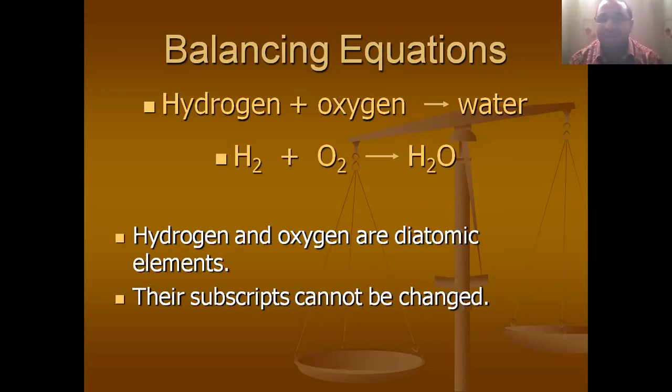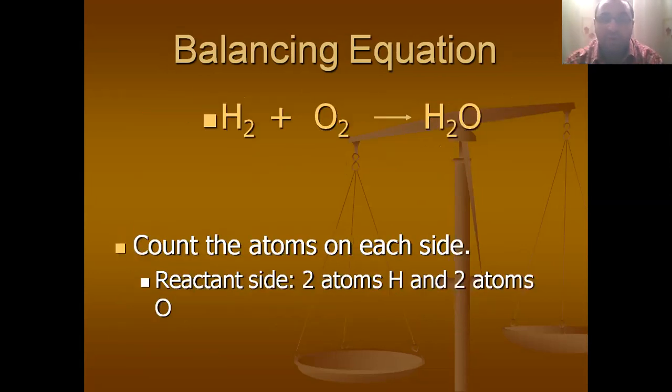So what we can change to balance the number of atoms on the left side and on the right side of the chemical equation, we must change the coefficients. The coefficients are the numbers written on the left side of the formula or of a symbol. The number written on the left side is called a coefficient.